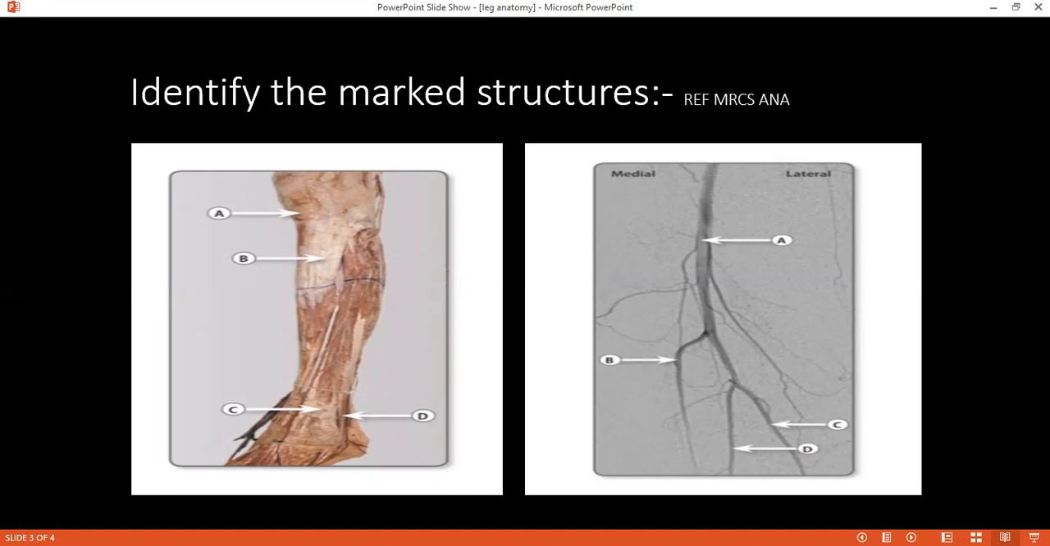Contents are the common peroneal nerve, tibial nerve, popliteal artery and vein, and some lymph nodes. What type of joint is the knee joint, please? The knee joint is a complex hinge type of joint, a synovial modified hinge joint. Can you please tell me what structures strengthen the knee joint or provide stability to the knee joint?